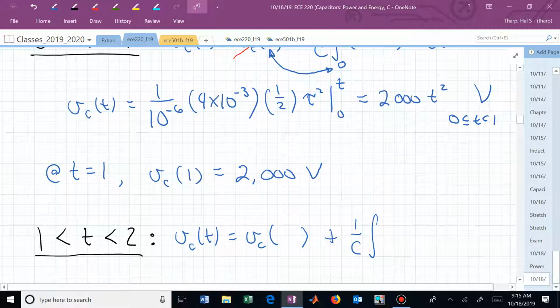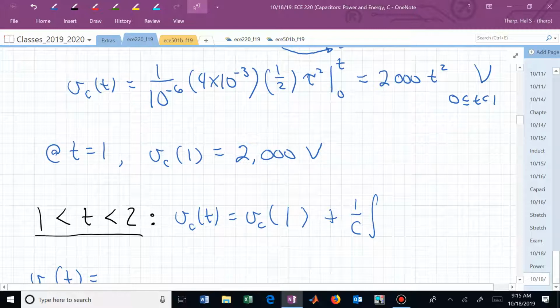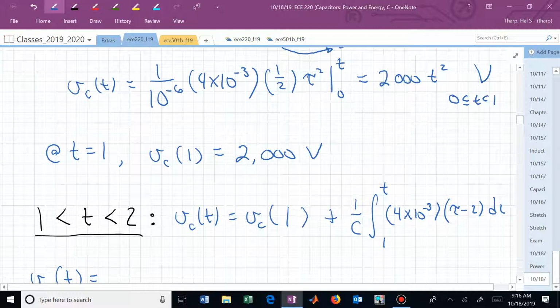Well, the correct answer was 1. So that's the initial condition, V sub C at time 1. And how do I now write my integral? What are my limits? 0 to t. So now it's 1 to t. And the functional form is different now for the current. This is 4 times 10 to the minus 3. This was t minus 2. This now, in terms of variables of integration, tau minus 2 d tau.